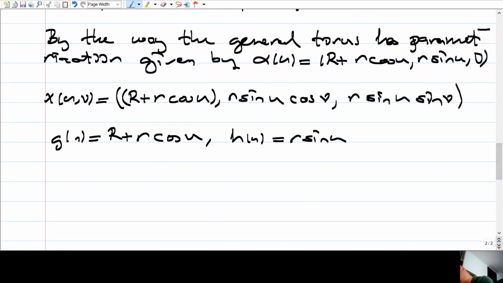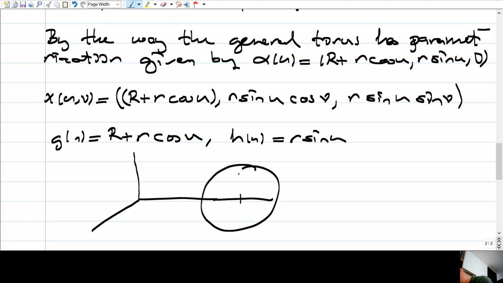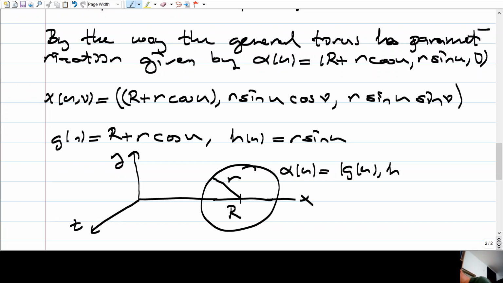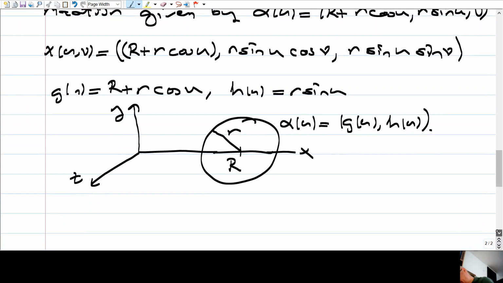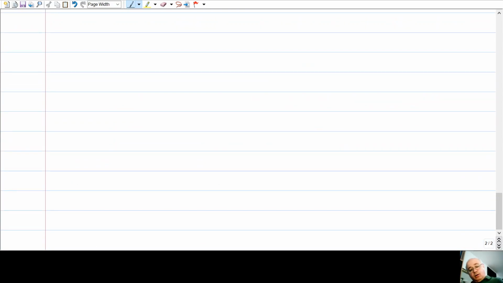So here, this torus is the torus obtained by rotating this circle. So this is the x, and then y, and then the z direction. Okay, yeah. So this is alpha(u), which is just (g(u), h(u)). All right.